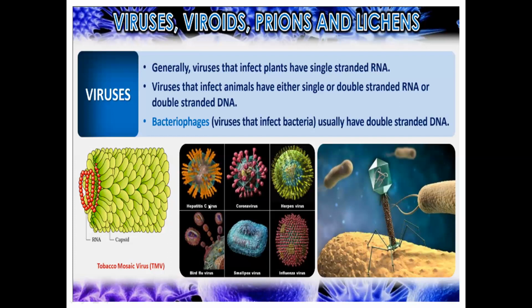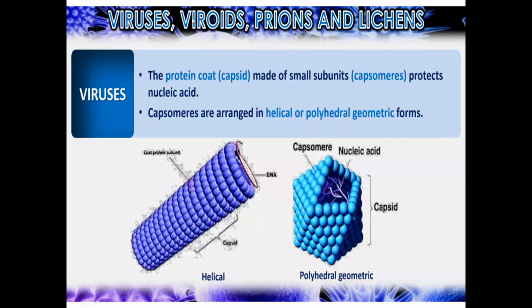So here you can see hepatitis C virus, coronavirus, herpes virus, bird flu virus, smallpox virus, influenza virus. Next is virus. The protein coat, the capsid, is made up of small subunits called capsomeres that protect the nucleic acid. In biochemistry, we have monomer to polymer. Here they are called capsomeres that protect the nucleic acid.